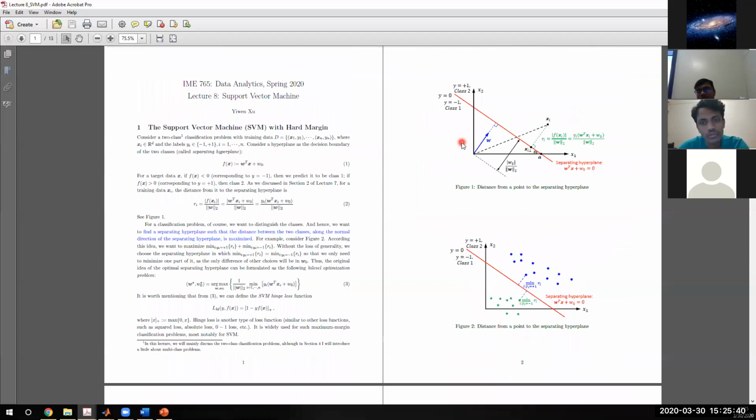Good. Let's go to lecture 8, SVM then. SVM means support vector machine. I would say that personally, SVM is my favorite classifier.